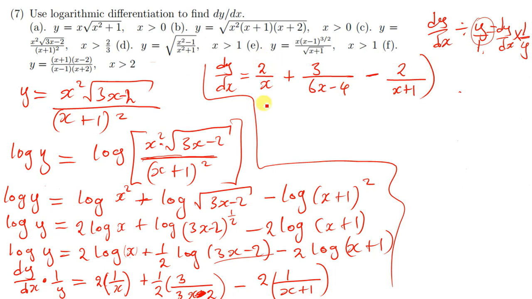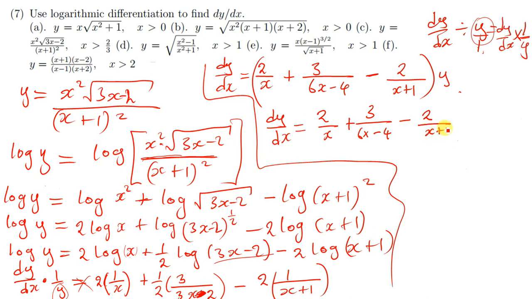But of course we're cross multiplying, there's this y here, we cross multiply to come this side, meaning our dy/dx is going to be y times, open brackets, 2 over x plus 3 over (6x minus 4) minus 2 over (x plus 1). Then we close the brackets. And then the value of y is simply just this expression here, because they said y is equal to this.